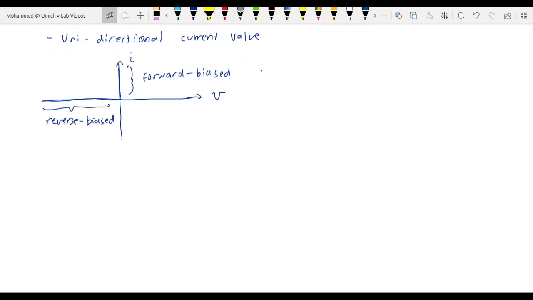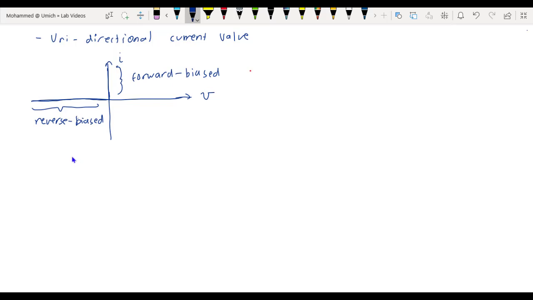Now let's look at a classic application of the diode, which is the rectifier. Let's suppose that we have an AC sinusoidal voltage V in of t applied to our circuit. So here's our V in of t. We then have a diode D in series with a resistor of resistance R. And we'll take the output voltage to be the voltage across the resistor.